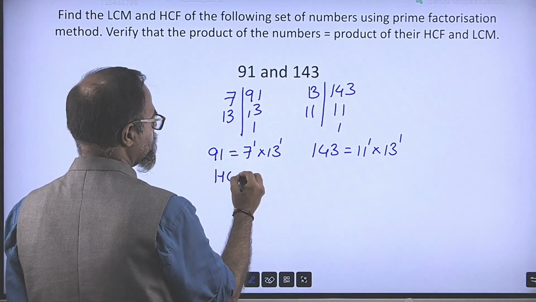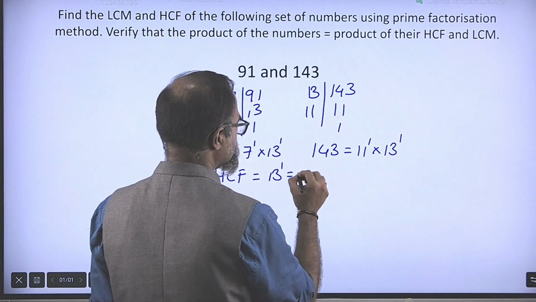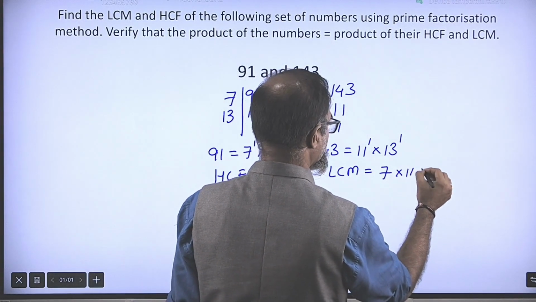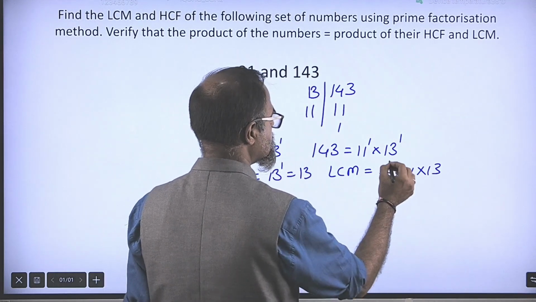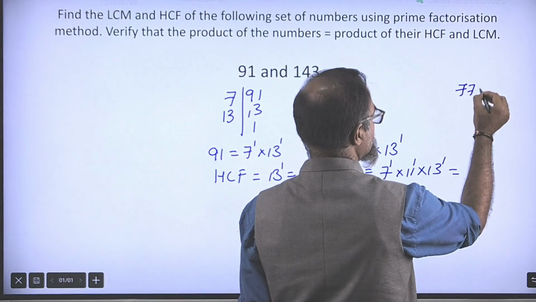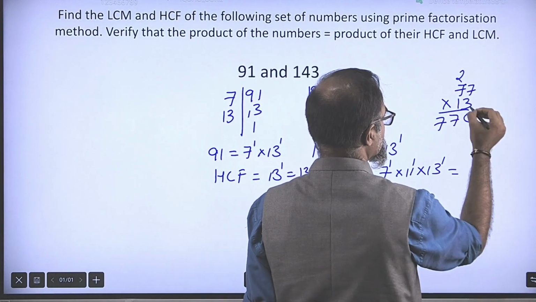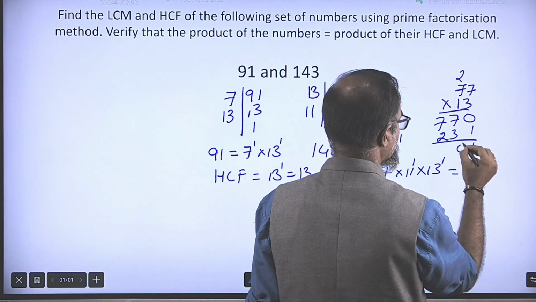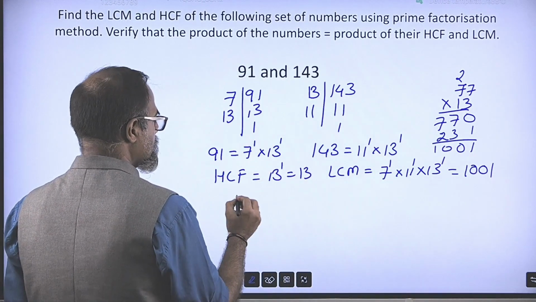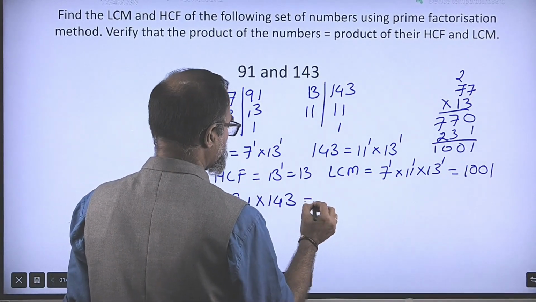So the HCF of the two numbers is the common factor 13 power 1, which is 13. For the LCM, take all the prime factors with the maximum powers, which in this case are 1, 1 and 1. So 7 into 11 is 77, into 13 is 1001. So 91 multiplied by 143.